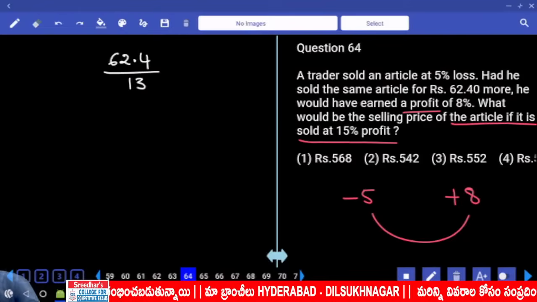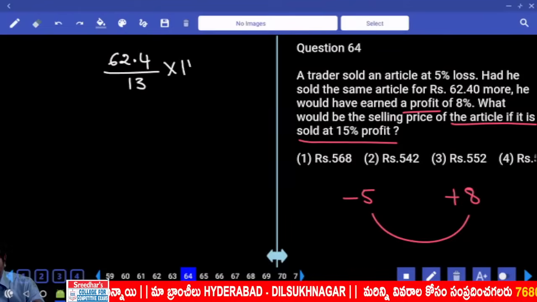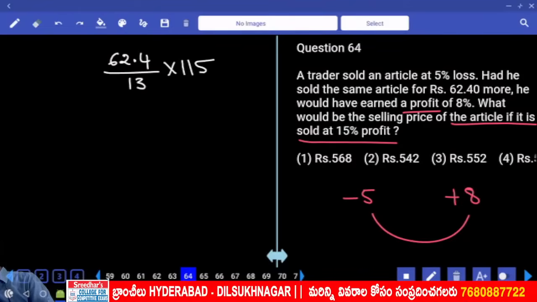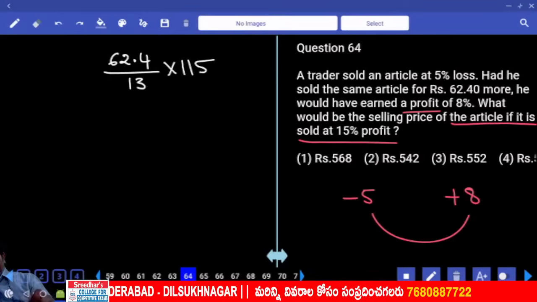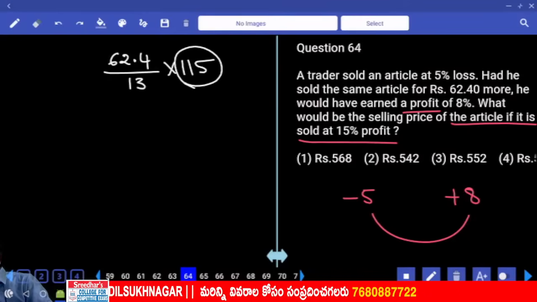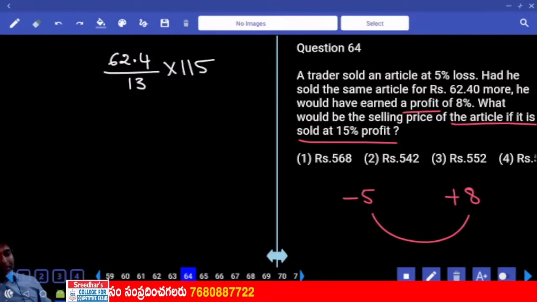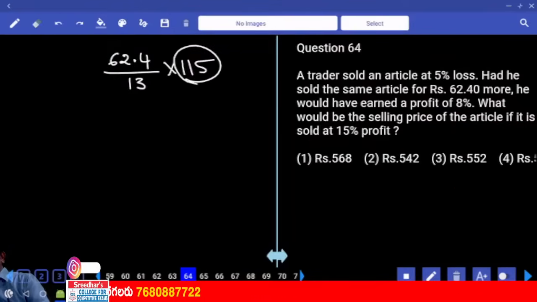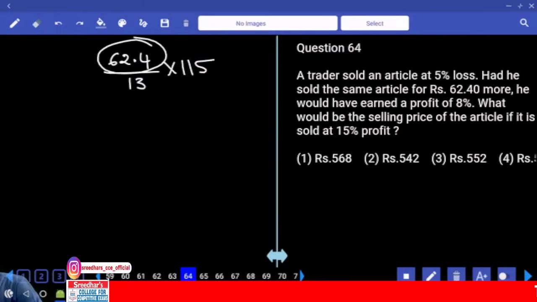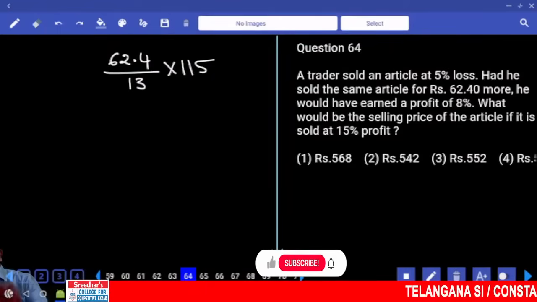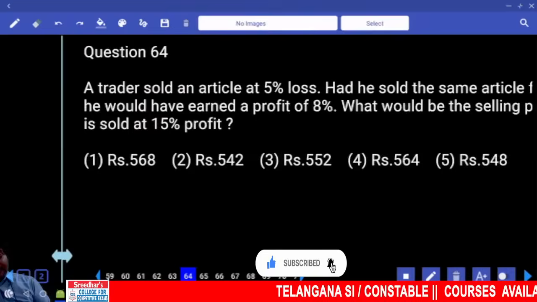115. Correct? Into 115. We have 5 multiple, but at the same time we have decimal that may get cancelled. Numerator 115, not a multiple of 3. 62.4, multiple of 3? Yes. In denominator, do you have multiple of 3? Answer must be, come on.